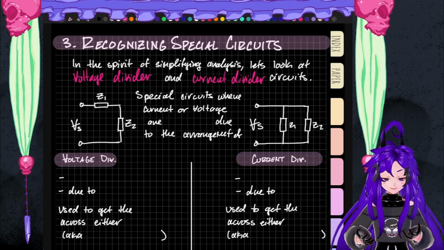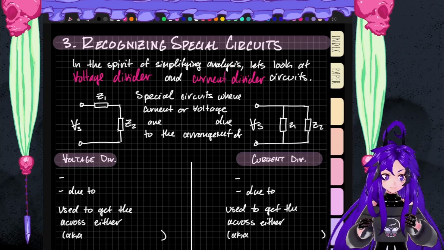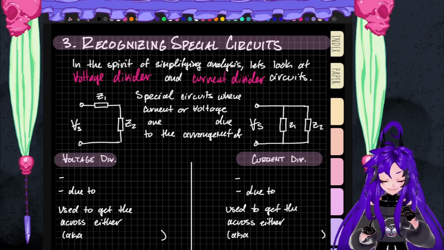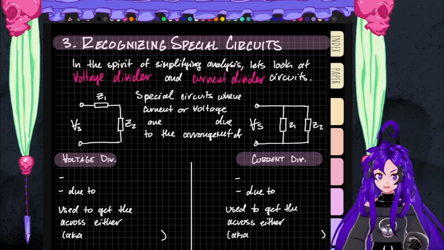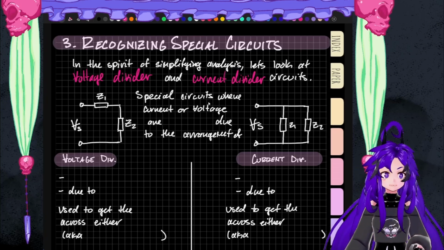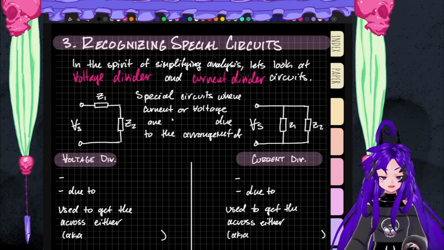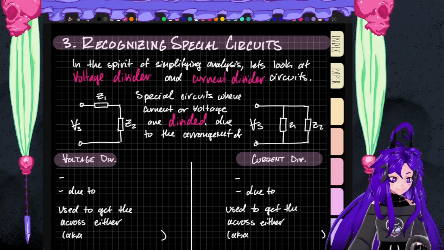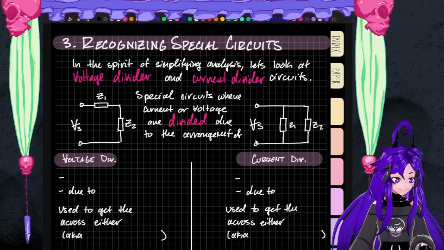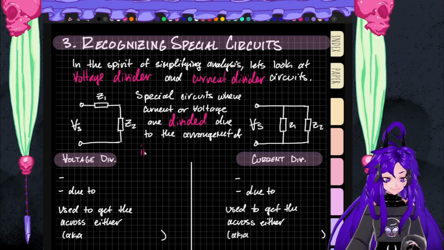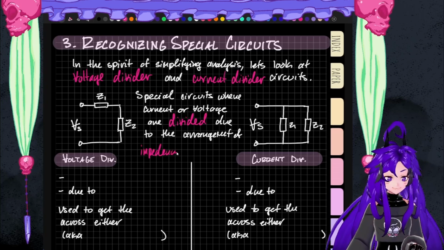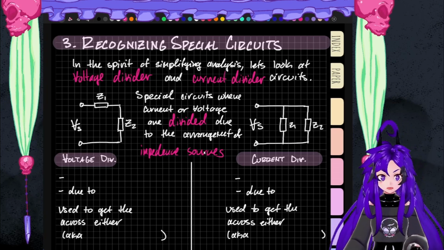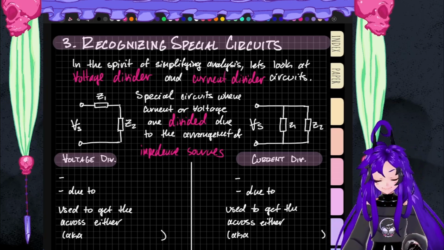You can do it again. They're very easy to derive. But you don't have to derive them if you can recognize them. You can just apply the equations, and that's what's really cool about these. These are special circuits where current or voltage is divided due to the arrangement of the impedance sources. And yes, by that I do mean the resistors, but also anything else that might cause impedance.